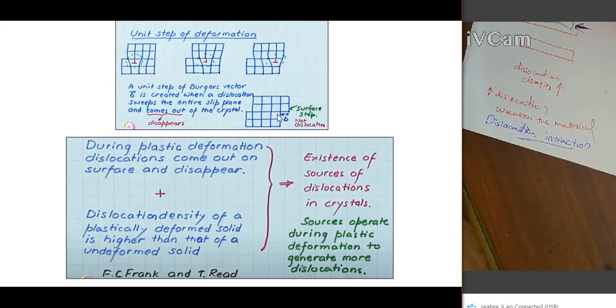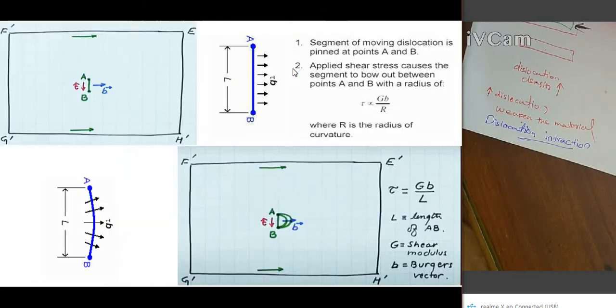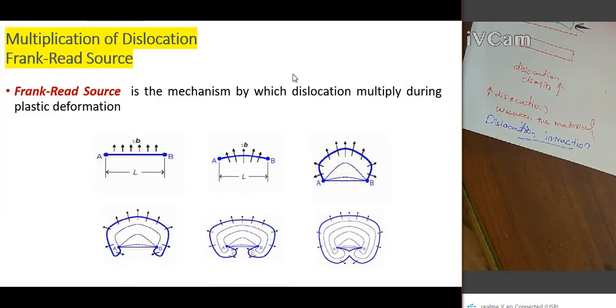We got a step. Finally we got this step, and actually this is a perfect crystal. The dislocation disappears here. So this is a perfect crystal, and these are the imperfect crystal with the dislocation, edge dislocation. Next I am going to explain the dislocation interaction.